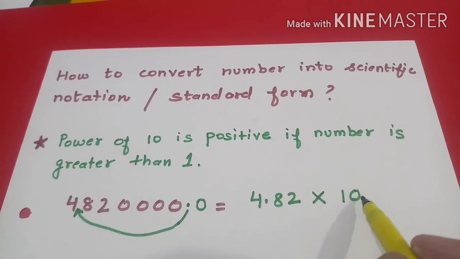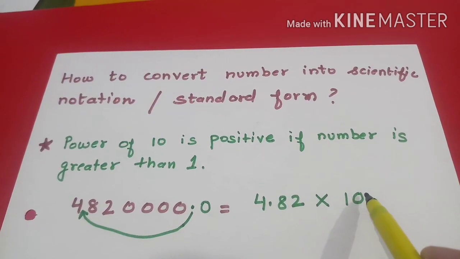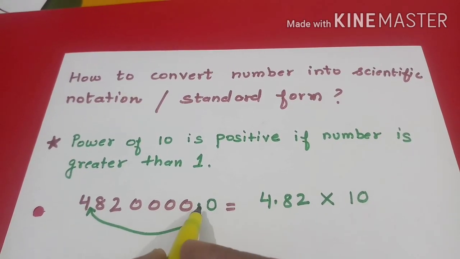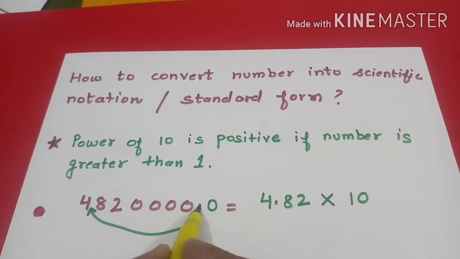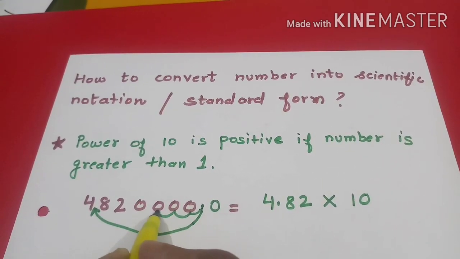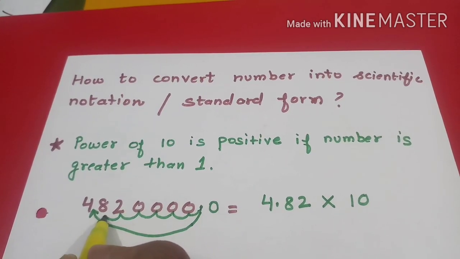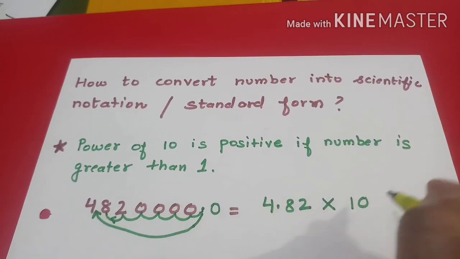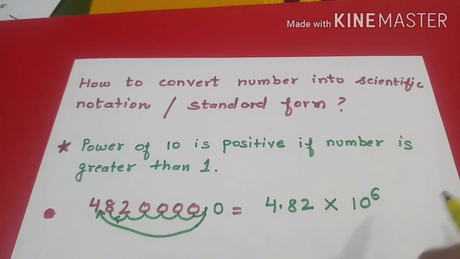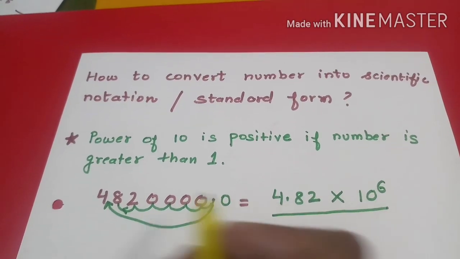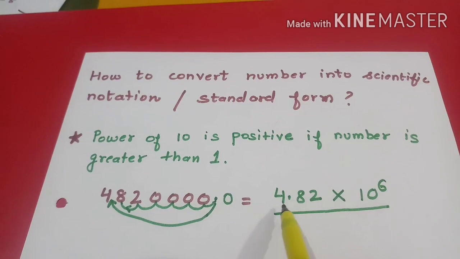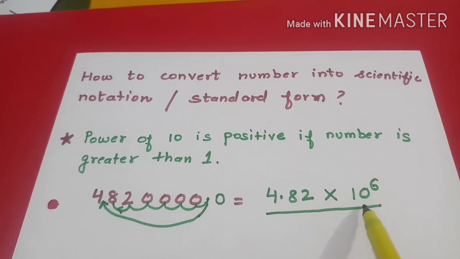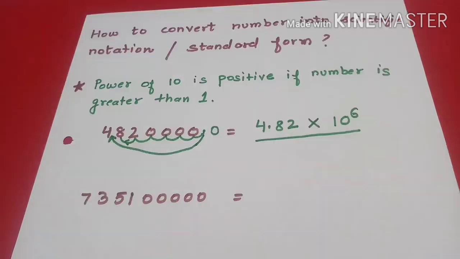Now come to the power of 10 part. Here we have to put the power of 10 equal to the number of places the decimal has been shifted. Now see how many places the decimal has been shifted. I start from here: 1, 2, 3, 4, 5, 6 on this side. So the decimal has been shifted 6 places. So my power is 6 and it is the scientific notation of this number. Here 4.82 is the number part and 10 raised to power 6 is my power of 10 part.